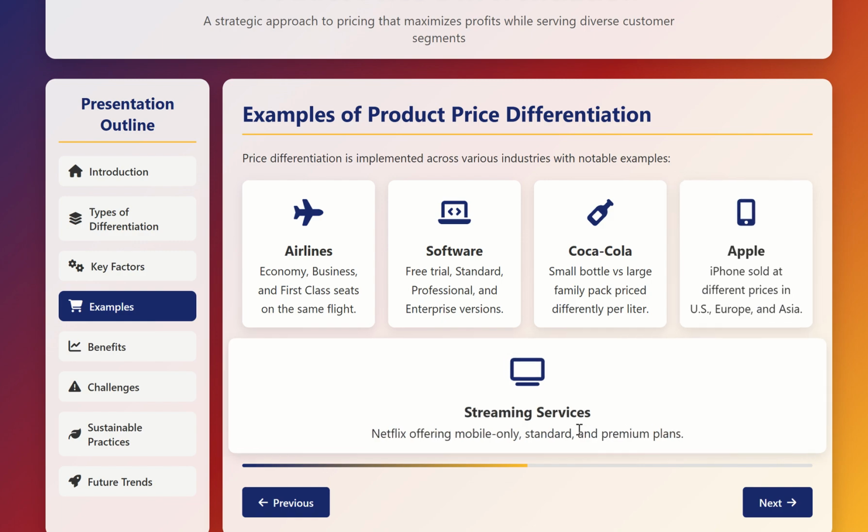Even you look at Netflix. When Netflix are streamlining their services, giving you view commands, or maybe view ownership, they can give you mobile view or standard view or premium plans. Instead of you having a TV, you can use your services on mobile phones.